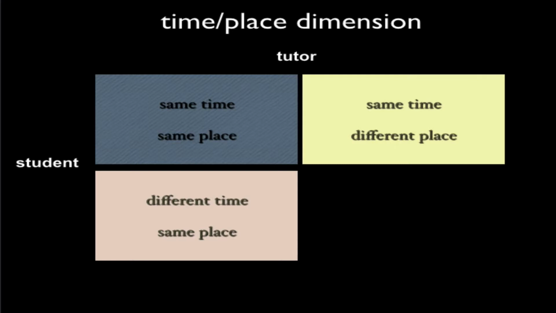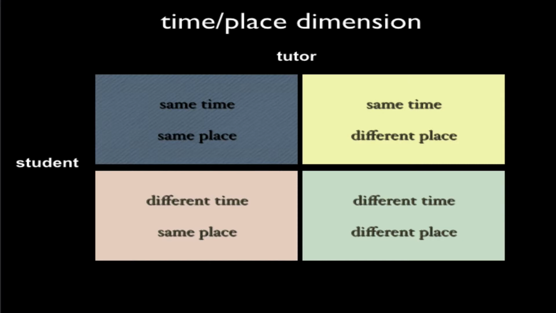Different time, same place is like a forum, a threaded discussion perhaps. A voice thread, one of the tools which I describe later on, is different time but same place. And then different time, different place, where lectures can be seen independent of time and place. This would then mean that in the same time, same place environment, it is not the lecturer that's doing the talking. The student is being activated.